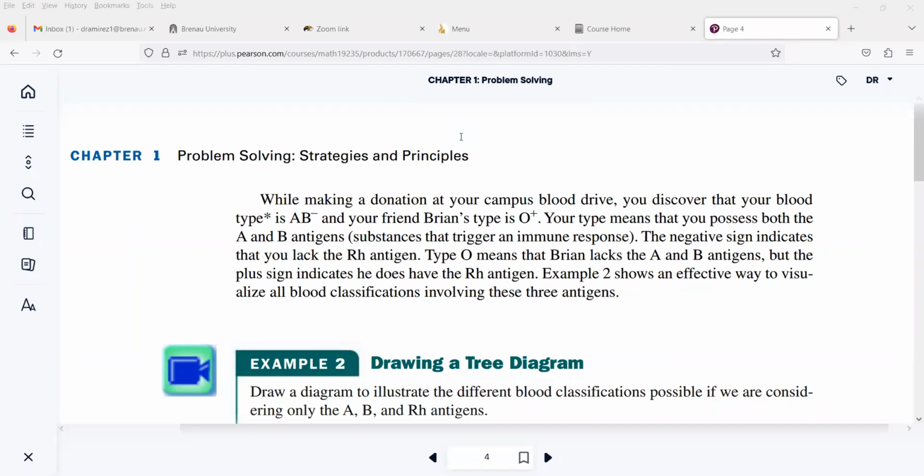While making a donation at your campus blood drive, you discover that your blood type is AB minus, or AB negative, and your friend Brian's type is O positive. Your type means that you possess both the A and B antigens, and the negative sign indicates that you lack the RH antigen. So type O means that Brian lacks the A and B antigens, but the plus sign indicates that he does have the RH antigen. Example 2 shows an effective way to visualize all blood classifications involving those three antigens.